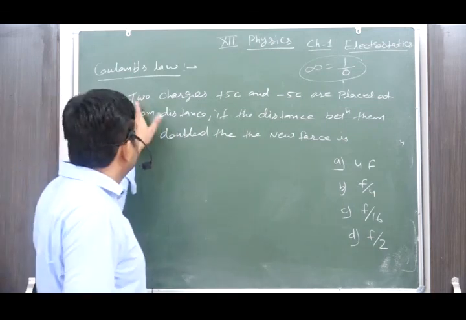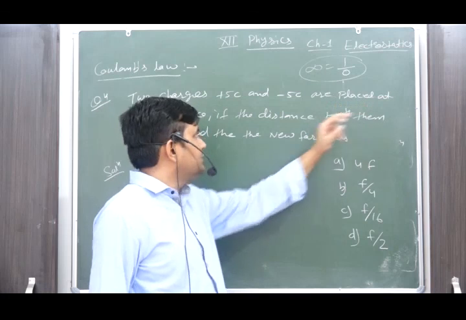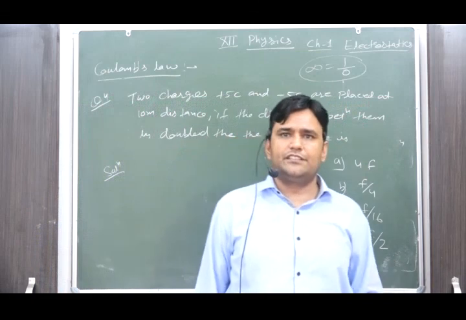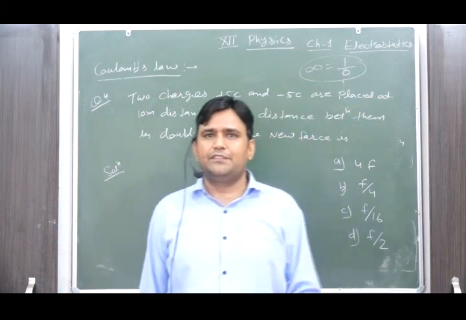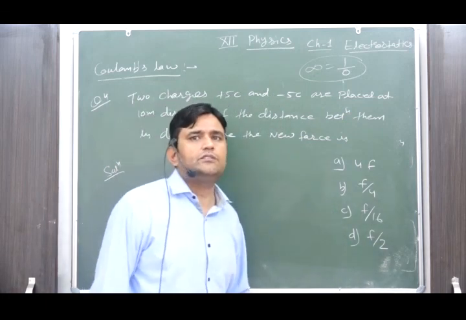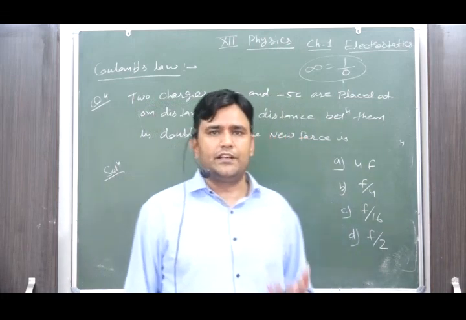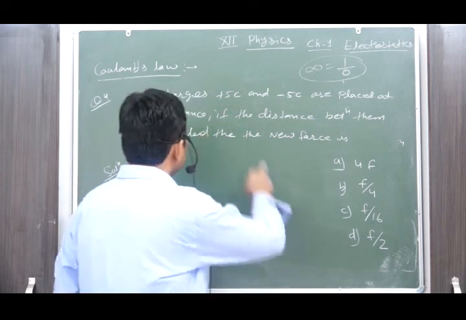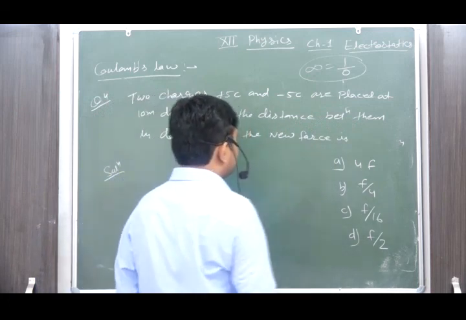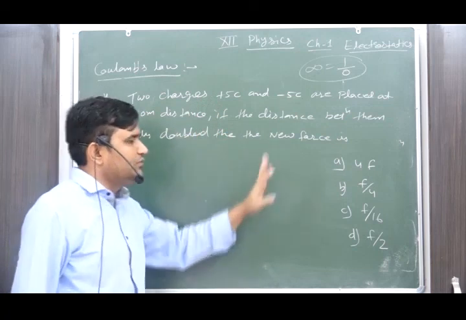Okay, read out the question in a proper manner. Two charges, plus 5 coulomb and minus 5 coulomb, are placed at 10 centimeter distance. It means here we have the charges Q1, Q2 and their separation, so we are able to find the force between them. But before solving, read the entire question and see how to solve it. If the distance between them is doubled, then the new force is? Doubled means R1 is 10, R2 is 20.